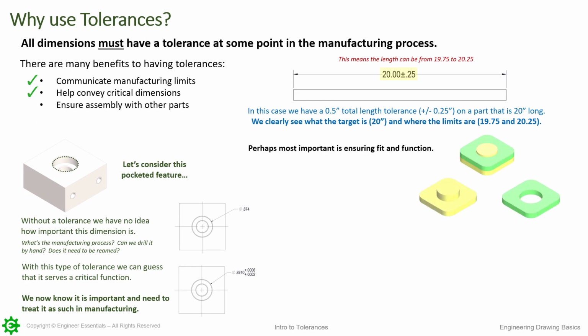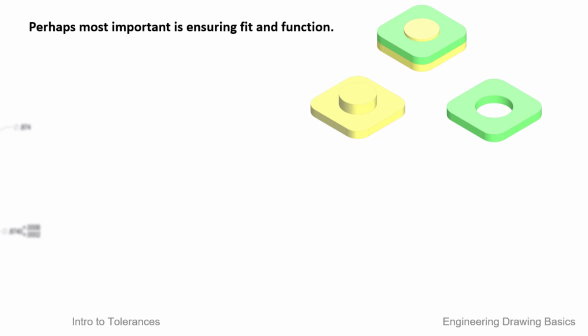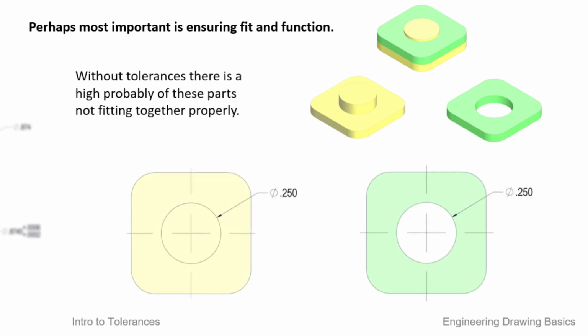Tolerances, most importantly, ensure assembly with other parts, or fit and function. For example, if we have this yellow and green part right here, without tolerances, there's a high probability these parts will not fit together if we can just make them however close to this 0.250 that we want it to be. We can make this yellow part just slightly too big and this green part just slightly too small, and now they won't fit together at all.